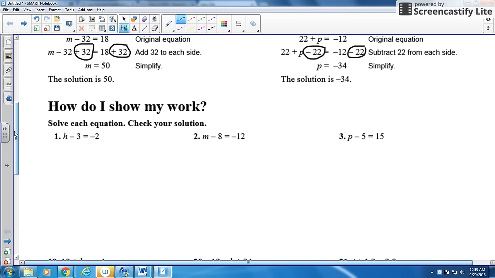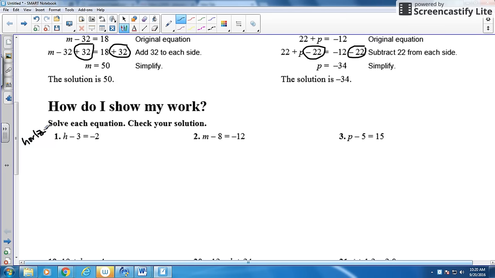What I want to talk about right now is how you show your work in my class, because that might differ from teacher to teacher. I'm going to show you two methods that you can use to show your work in solving equations. The first one here, if I can get my pen to work, here we go, is going to be a horizontal method.